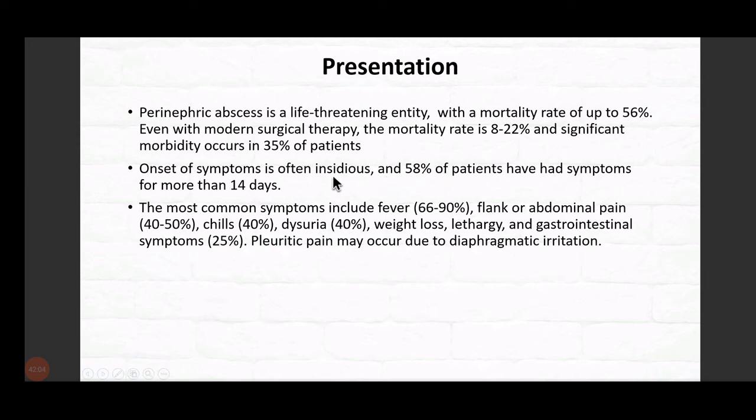See, more than 50% have symptoms for more than 14 days. These symptoms can include fever, unexplained fever where you don't find a cause. Patient comes, you get a chest X-ray done, you have done other blood investigations, you find a raised TLC, but you're not exactly getting the cause of the fever. Flank pain, chills, dysuria, weight loss, and gastrointestinal symptoms like nausea or vomiting. In case this peri-nephric abscess has spread upward towards the diaphragm, it can lead to pleuritic pain also.